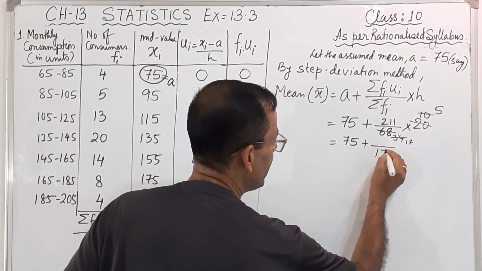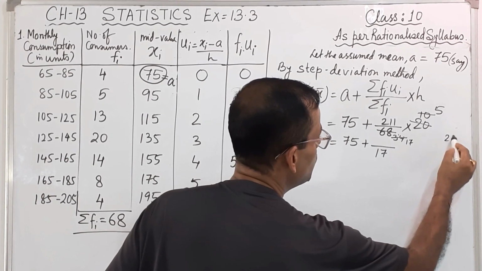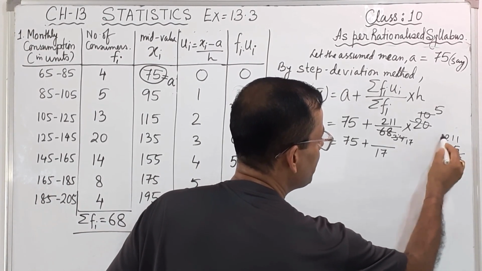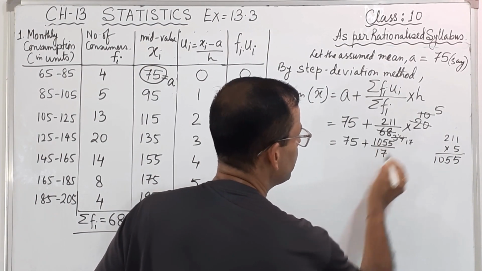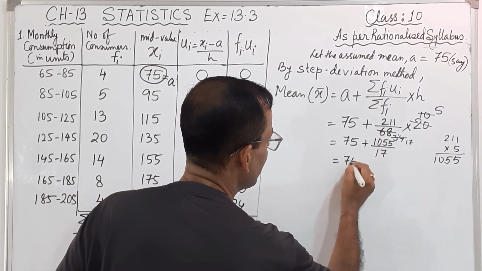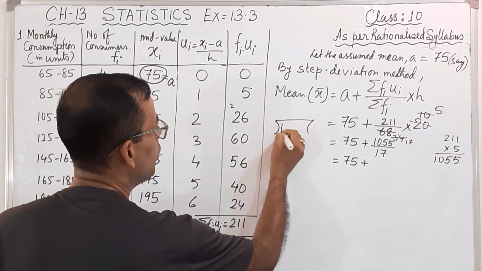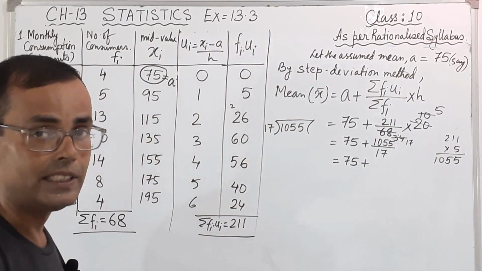So downside 17, let me write it down. And 211 into 5 is how much? 211 into 5. So 5 1s are 5, 5 1s are 5, 5 2s are 10. So 1055. Clear? This one we got it. Now the last step, 75 plus, we will divide this one. Let me divide it here. 1055, I will divide by 17.